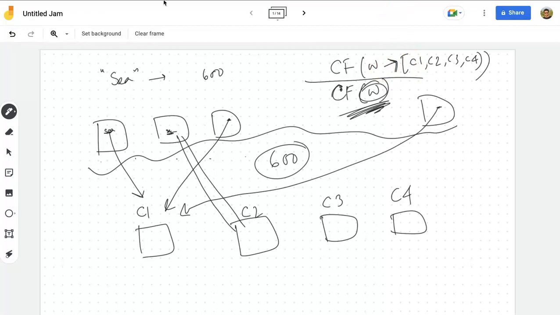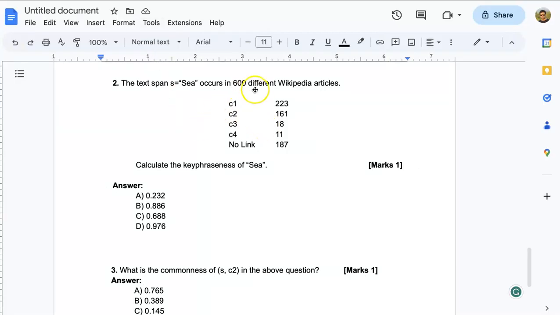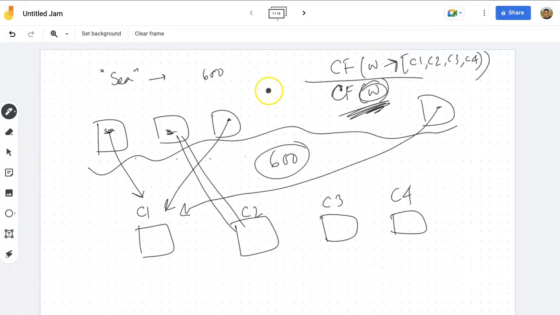If you see the table, the total number of times the word occurs in different Wikipedia articles is 600. So the denominator will be 600, and the numerator will be the sum of these 4 terms, C1, C2, C3, C4. The no-link entry is not included, only the top 4 terms.